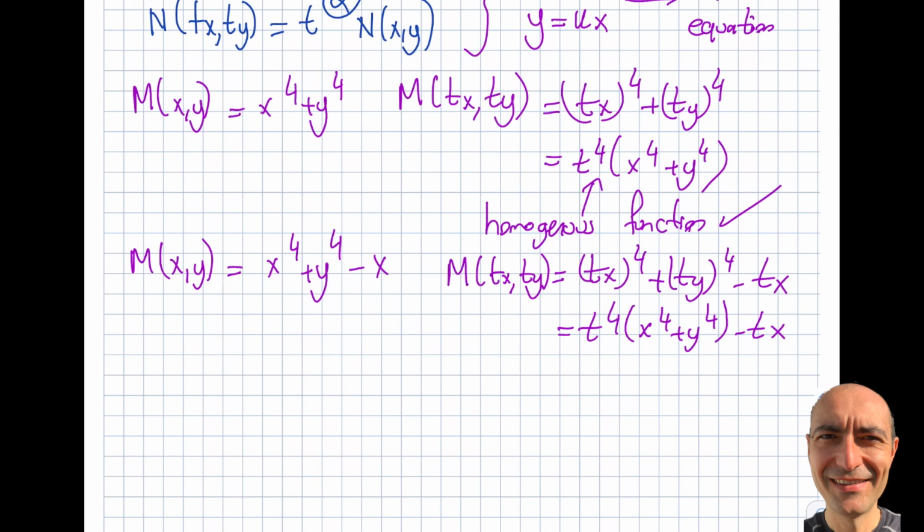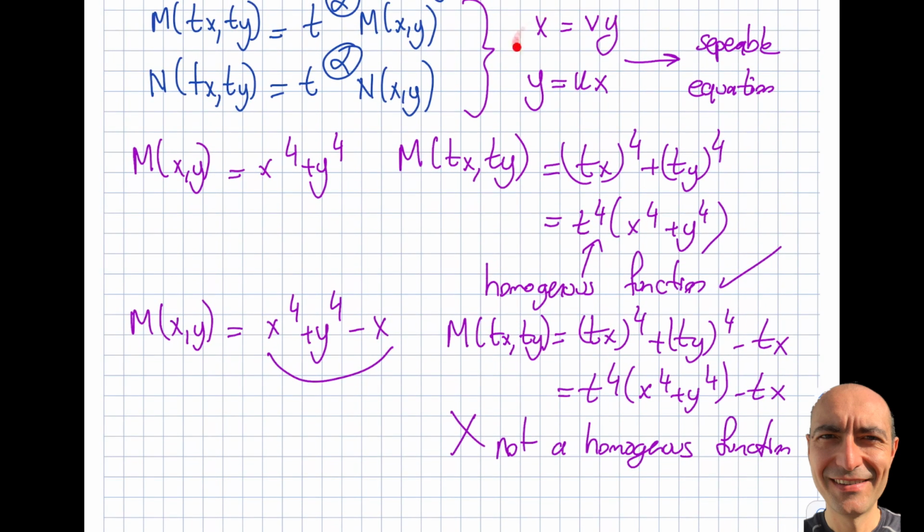So can I factor out this t outside of that? I can write t to the power of something times x to the power of 4 plus y to the power of 4 minus x, because that's what this function is, right? So I cannot achieve that, okay? So for this reason, this is not a homogeneous function. So you cannot solve this particular equation by making this substitution, this or that.